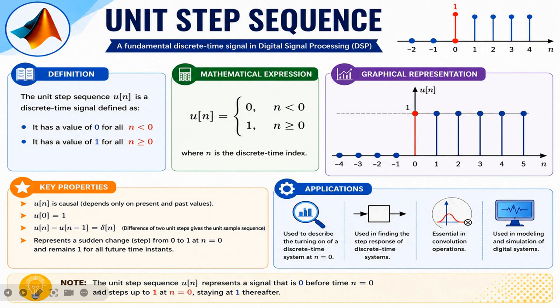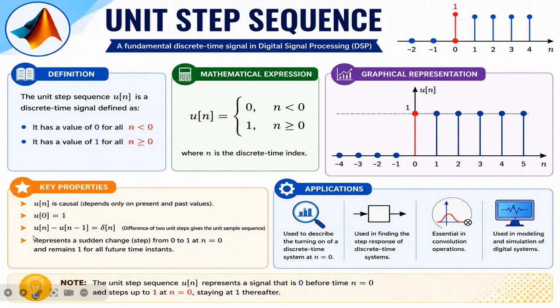And the key properties, or the important characteristics of the unit step sequence, are: it is a causal signal, meaning it exists only from the present time onward and does not depend on future values. And the value at the origin, that is u of 0, is equal to 1, which distinguishes it from many other signals.